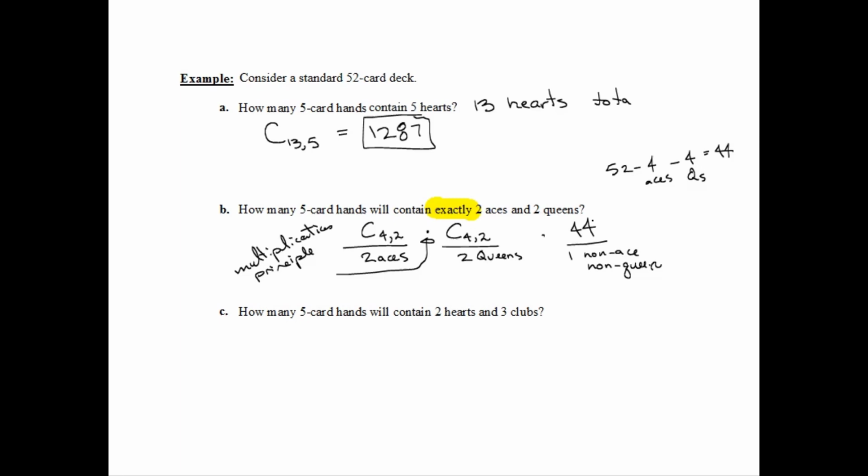Multiply all these together. You should get 6 for the first, 6 for the second, and then 44. So 1,584.